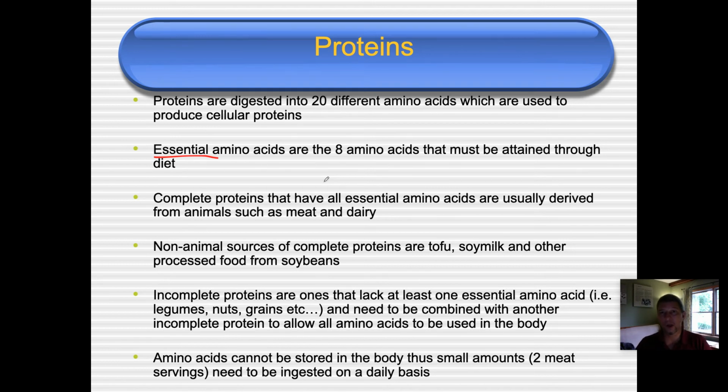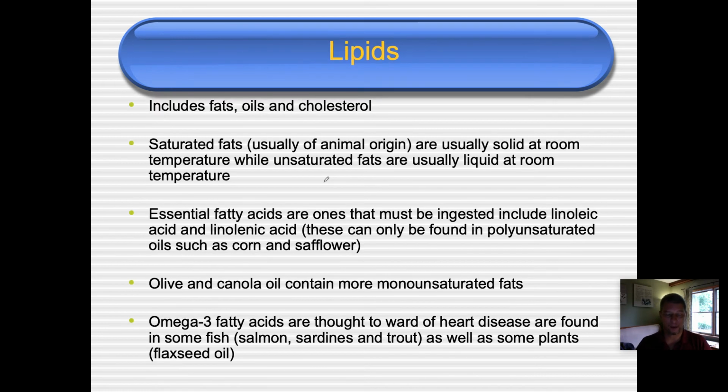Amino acids cannot be stored in the body, all right? And therefore, you should eat them multiple times a day, at least 2 servings of meat a day, in order to get all of the amino acids that you need. Now, lipids include fats and oils and cholesterol.